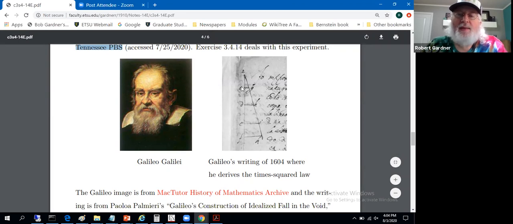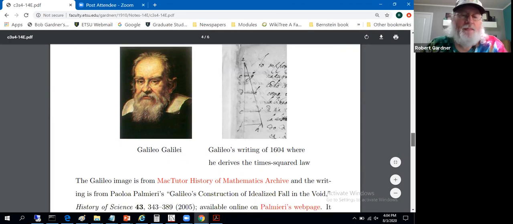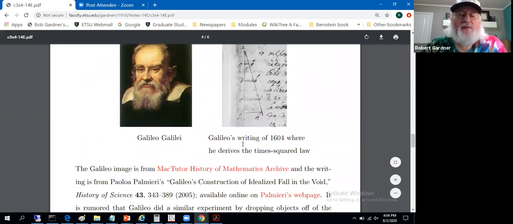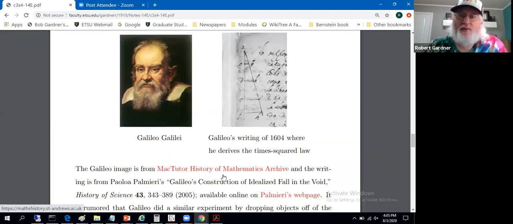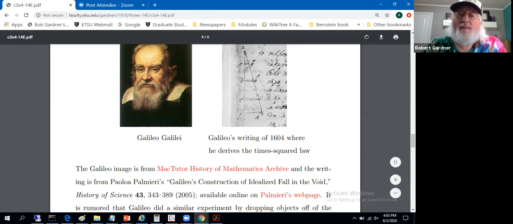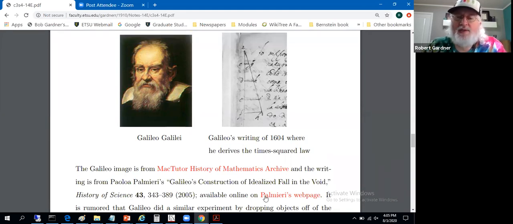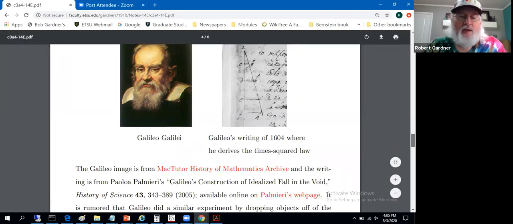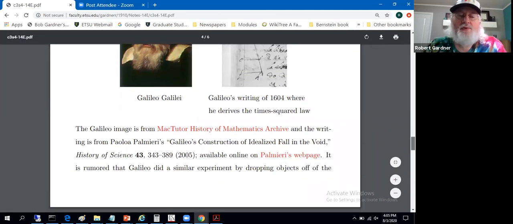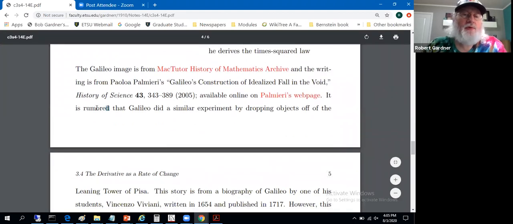Here's Galileo describing the experiments in his own handwriting from 1604, I guess is when this was done. This image I've used before is from something called the MacTutor History of Math Archives, an excellent site for history of math stuff. The only place I could find this little image was a history of science publication. Here's the reference on it. There's a link there to this online as well. It's also rumored, keyword being rumored, that Galileo did a similar experiment by dropping objects off the Leaning Tower of Pisa.